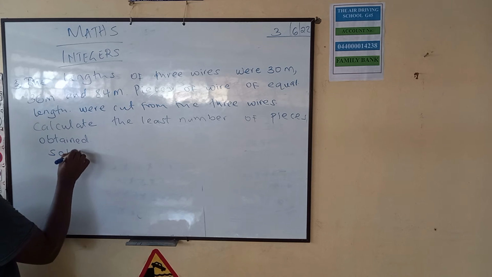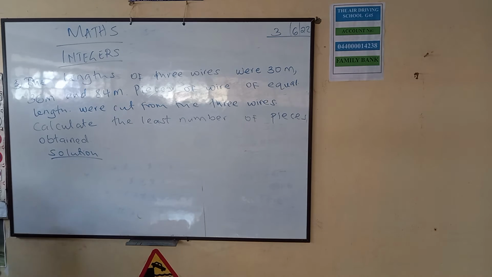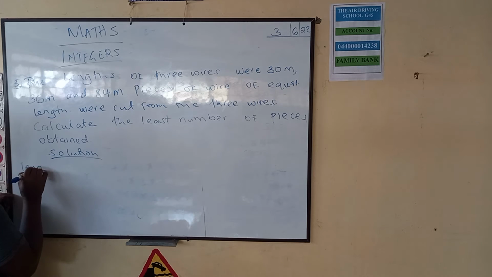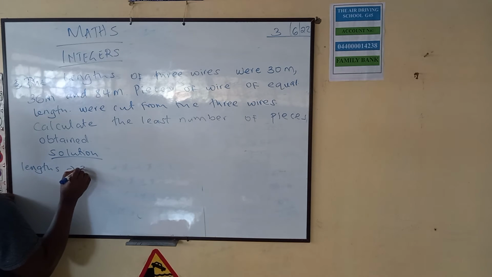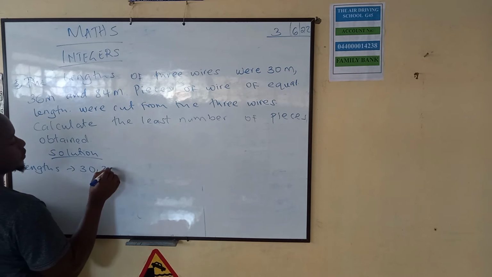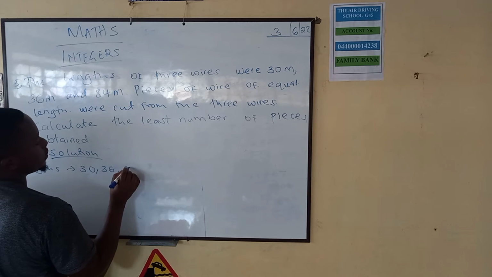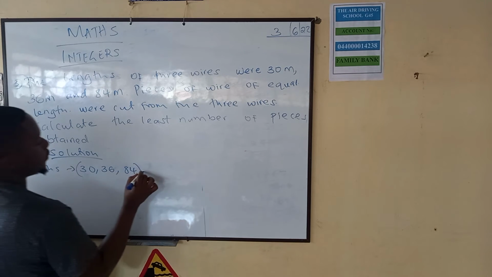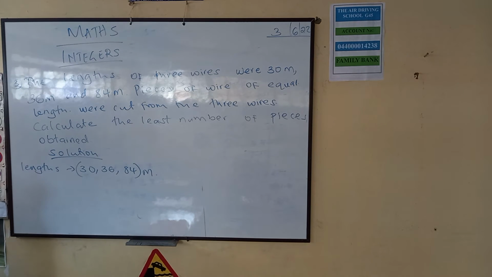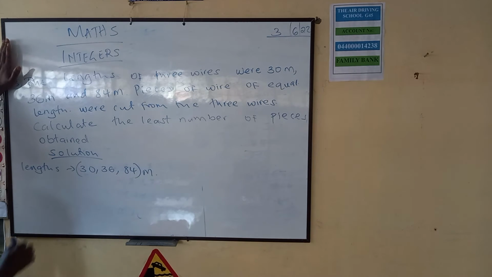Now, solution. When I ask the question first, the lengths of the three wires were 30, 36, and 84, all of them in meters. Pieces of wire of equal length were cut from the three wires. Calculate the least number of pieces obtained.